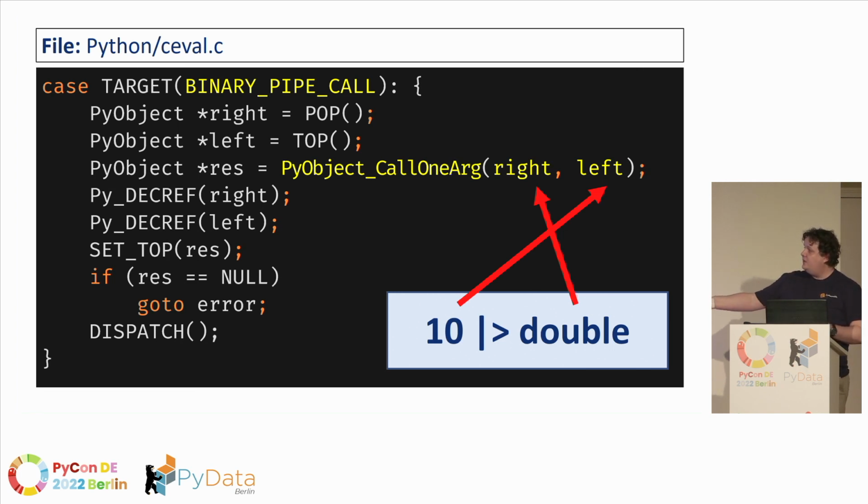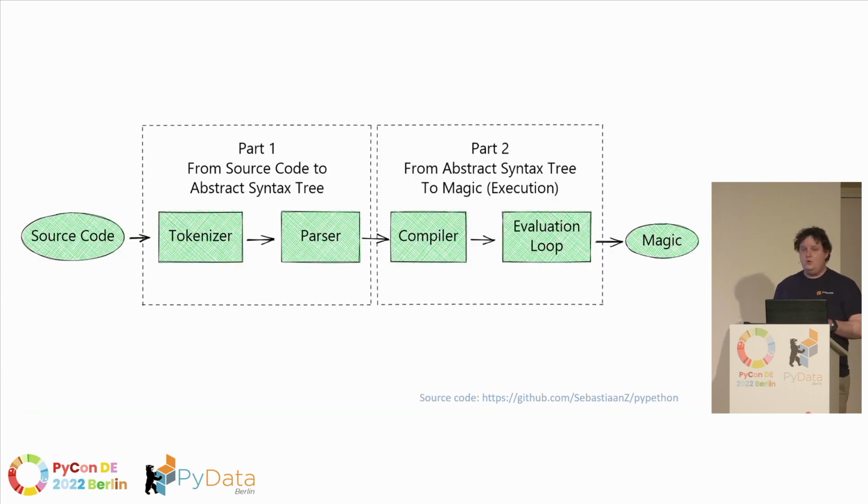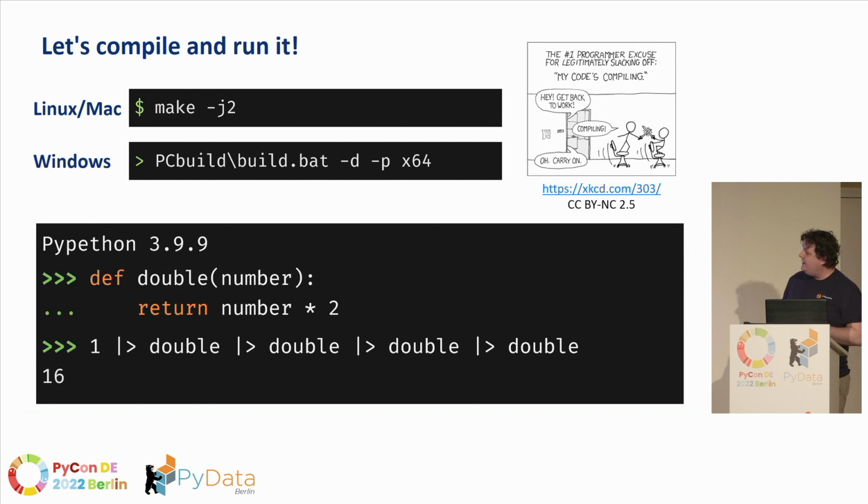And then it will decrease the reference counts, set the result back onto the value stack. There's some error handling here, and this dispatch just means we're done with this opcode. Please, evaluation loop, continue with the next operation code. And if we've done this, we've gone all the way from the AST to the magic. We can now actually execute whatever is in an abstract syntax tree, and that also means that we've now completed the journey from source code to magic.